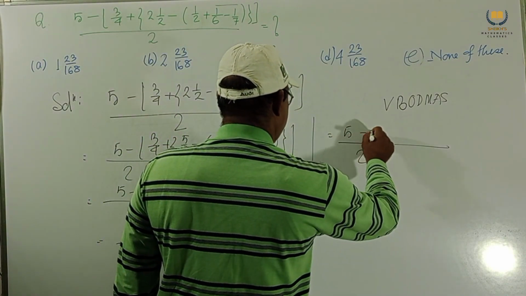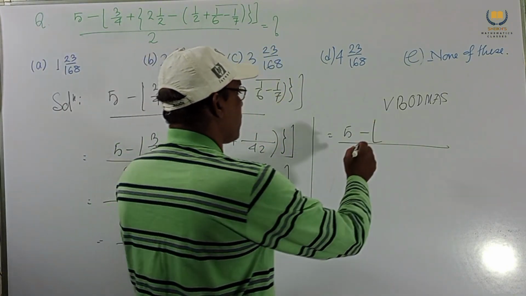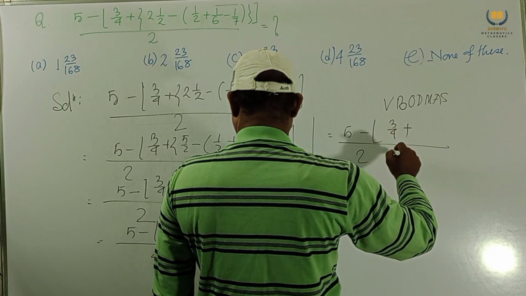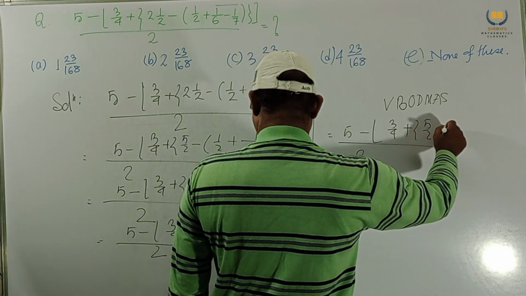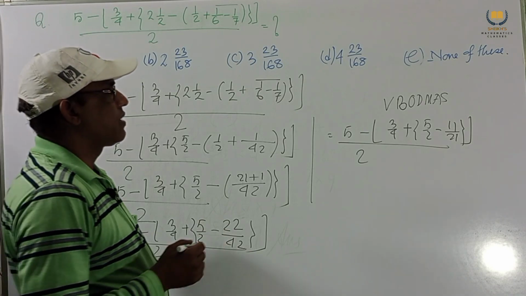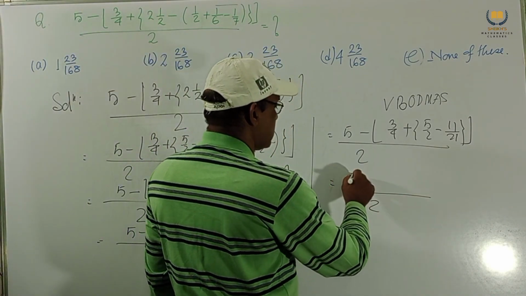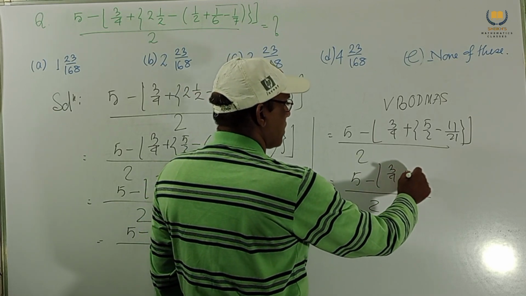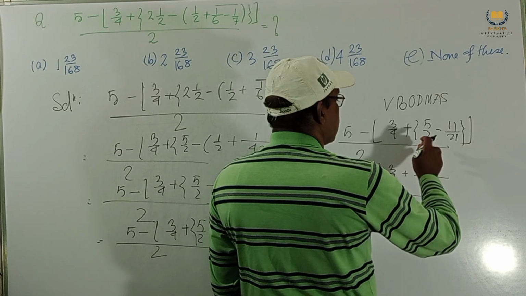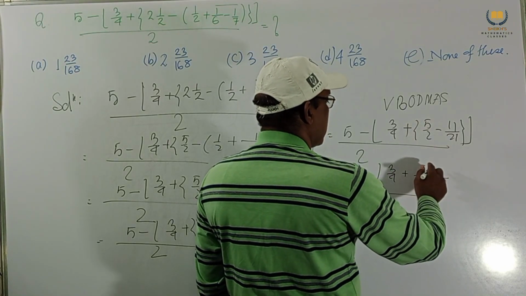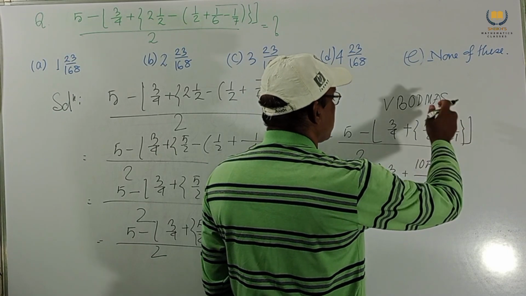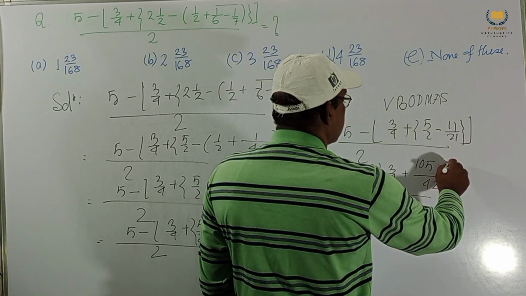5 remains same, and this is 3 by 4, and this one 5 by 2, 11 by 21. If we cancel by 2, 11 by 21, and this is 2 remains same, 5, 3 by 4, and this is 42 is the LCM. And this is 42, this is 21 times, then 5, and this is 105. 5 ones are 5, 5 twos are 10, and this is 21 2 times, this is 22.